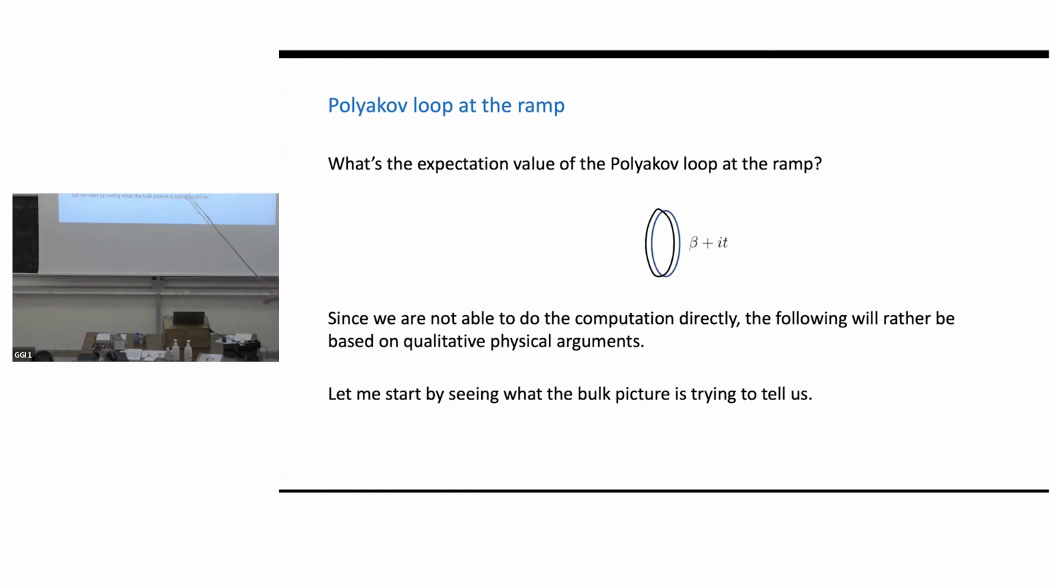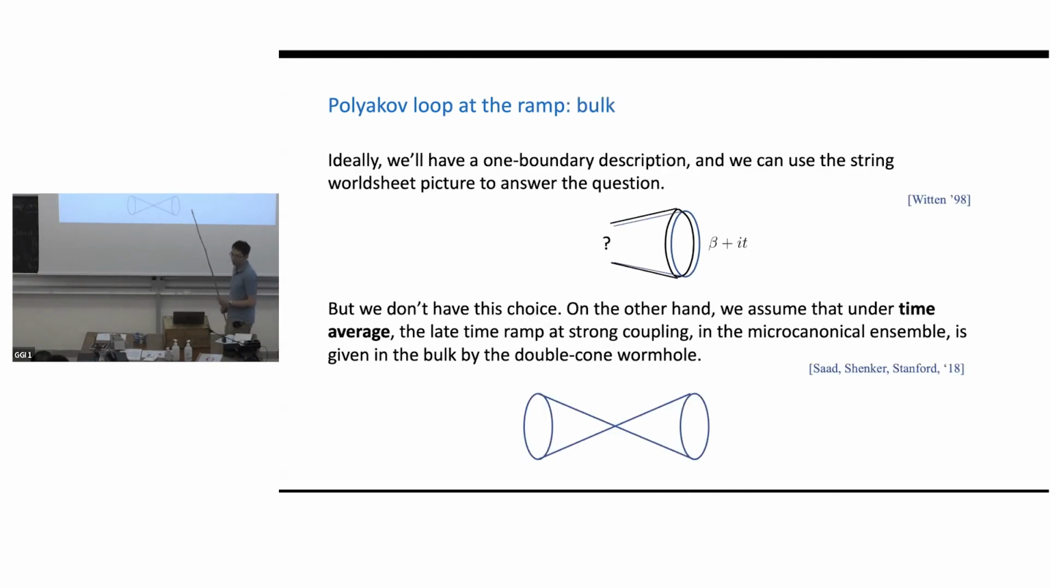So let me start by seeing what the bulk picture is trying to tell us. Now, ideally, similar to what was done in Witten's paper in '98, we would also have a one boundary description of what happens during the ramp. And then we could simply use the string worldsheet picture to answer this question. We can ask whether the time circle in that one boundary geometry shrinks to a point or not. And that would tell us whether the Polyakov loop has a classical VEV or not. But we don't really have this choice, as this is a huge open question in this direction.